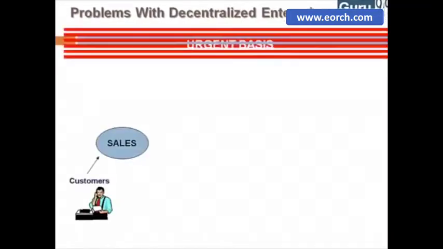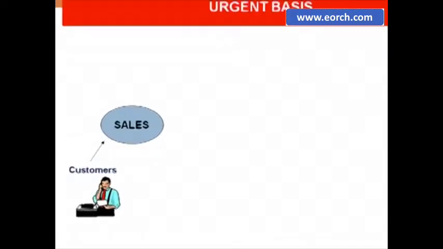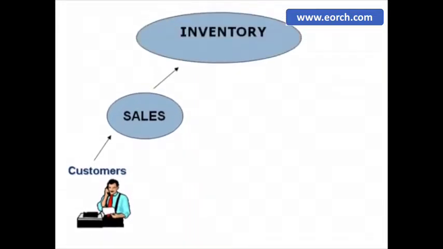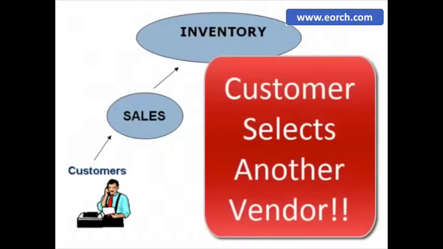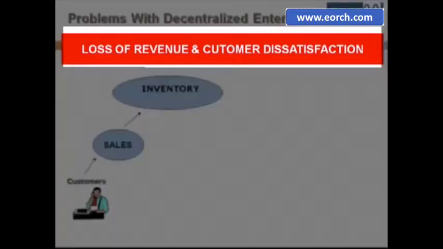To identify the problems arising from decentralized enterprise management systems, let's look at the same business process again. The customer approaches the sales team for a product, but this time he needs the product on an urgent basis. The sales team does not have real-time information access to the product's inventory. So they approach the inventory department to check the availability of the product. This process takes time and the customer chooses another vendor, leading to loss of revenue and customer dissatisfaction.